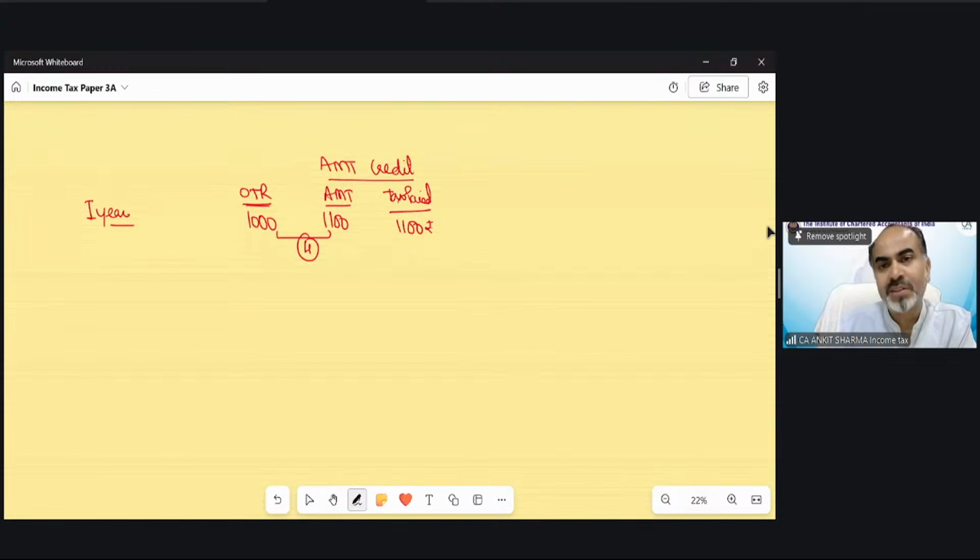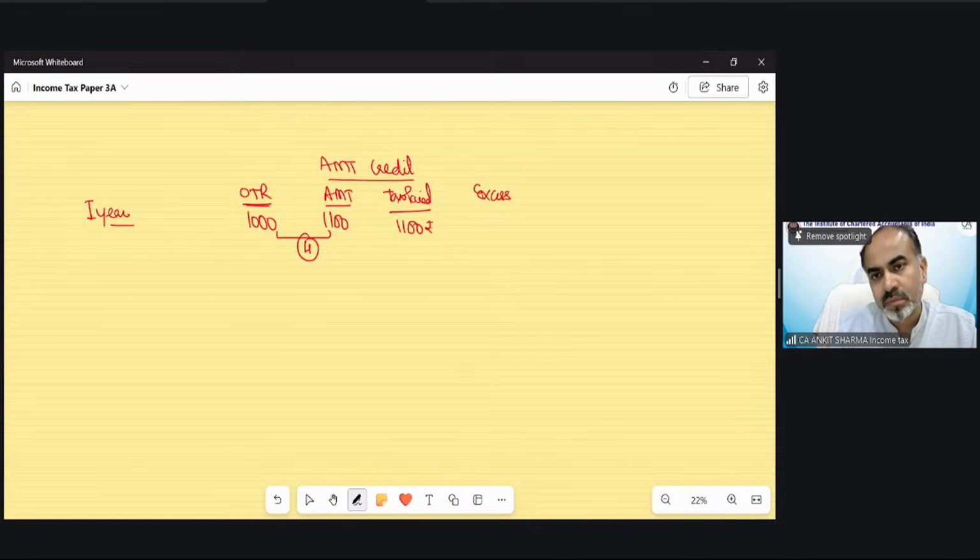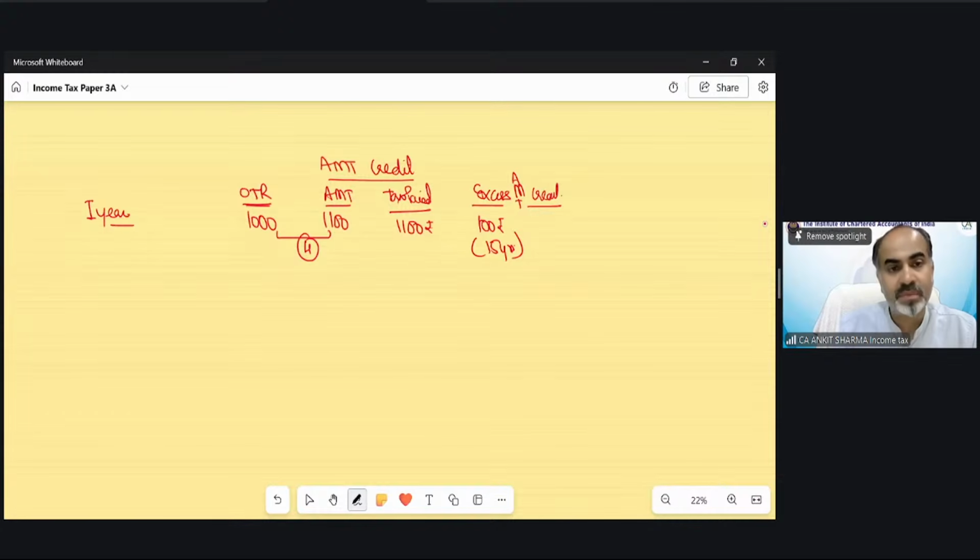So in this case, you need to pay the government 1,100 rupees as income tax for this year, year one. But whatever excess you have paid in comparison to the normal optional tax regime, this 100 rupees would become your AMT credit. And you can claim that credit in the next 15 years. The time period is 15 years. So in the next 15 years, you can claim this credit against your income tax liability.